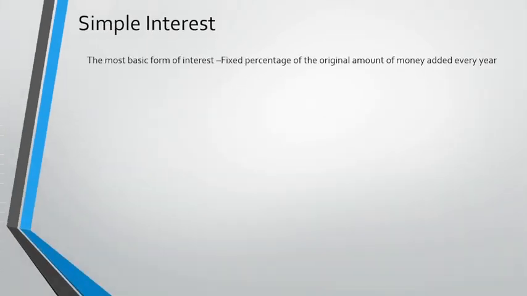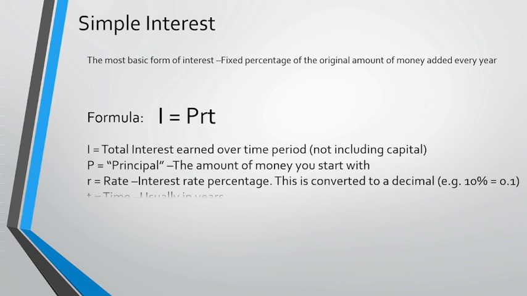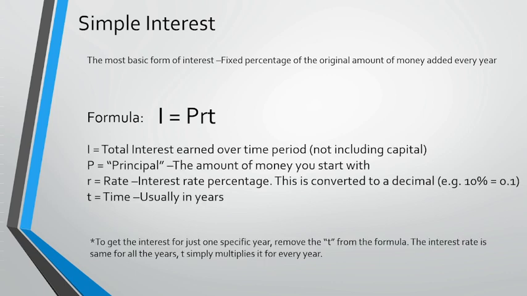Simple interest, as per its name, is quite easy to understand. This is when the same amount of money is multiplied by the same rate each year the interest is in effect. There are four variables in the simple interest formula.